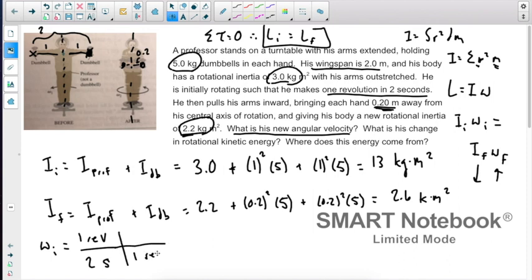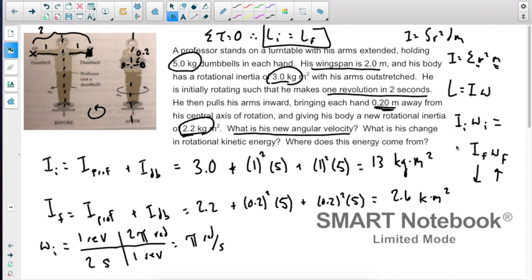I know that 1 revolution, 1 complete circular spin, is equal to how many radians? How many radians are in your unit circle? 2 pi, right? So 2 pi rads. And radians are really unitless, but that's fine for me to write it there. So I can see that his initial rotational velocity is therefore pi radians per second.